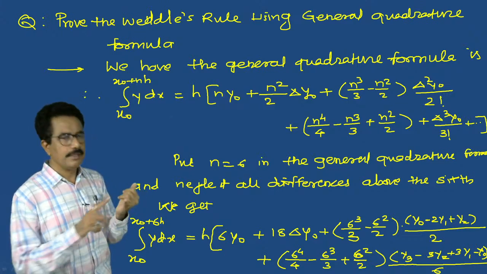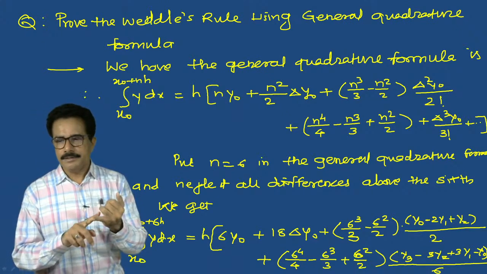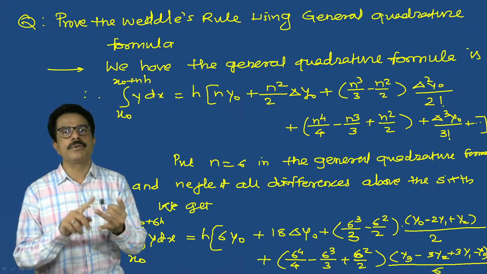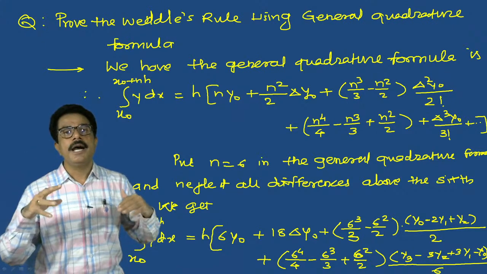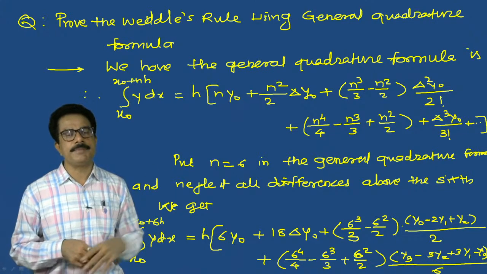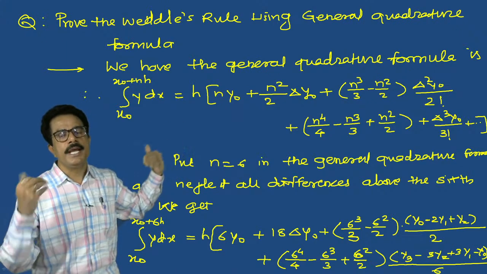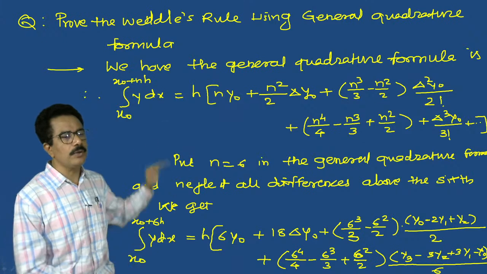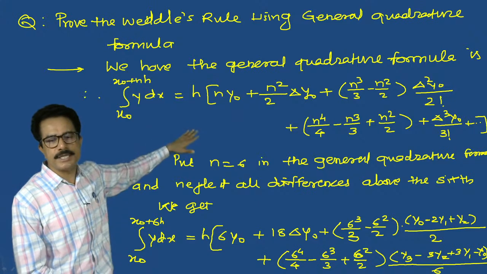See this. Trapezoidal rule, Simpson's 1/3 rule, Simpson's 3/8 rule, and Weddle's rule. All remaining 4 formulas are obtained by using replacement of general quadrature formula. That means we have to put n is equals to 1, n is equals to 2, n is equals to 3, and n is equals to 6. Then we get the corresponding different formulas. So to find the Weddle's rule, we have to put n is equals to 6 in the general quadrature formula.